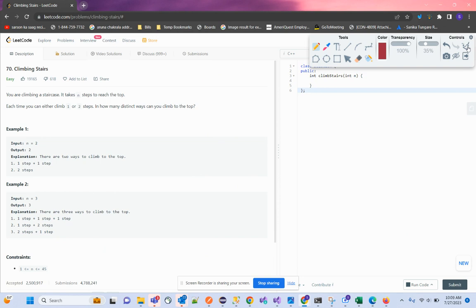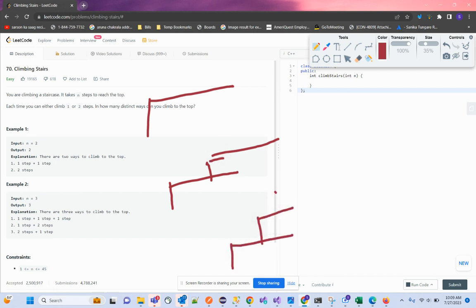So what is another approach? Let's try to understand more deeply. If you know, this is our 1 step, right? And this is our 1 step, okay? This is our 2 steps, okay? These are our 2 steps. And these are our 3 steps as shown, okay? These are our 3 steps.